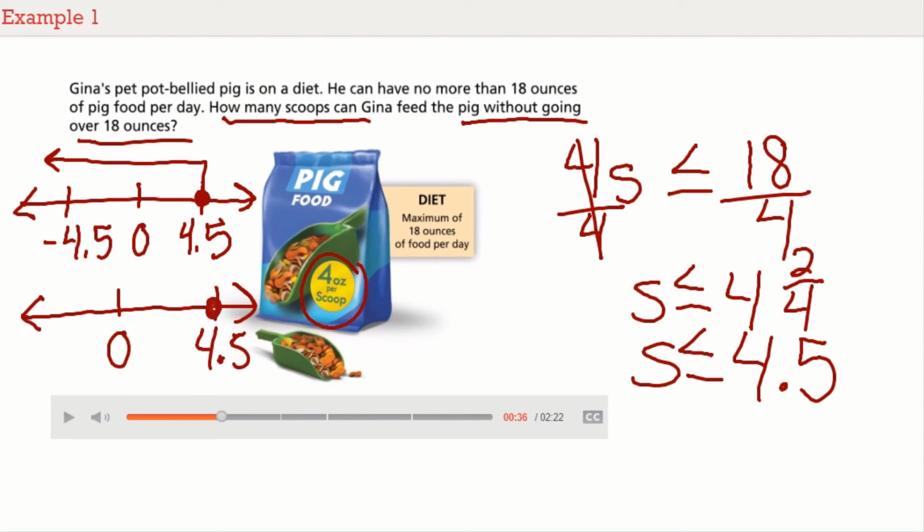You will put a closed circle on 4.5 because 4.5 is included, and then it will go all the way to 0 but not include 0, because you cannot feed someone 0 scoops. That just means they're not getting any scoops.